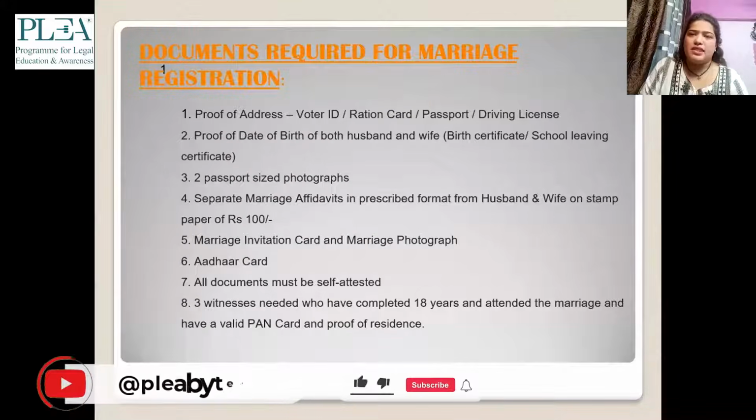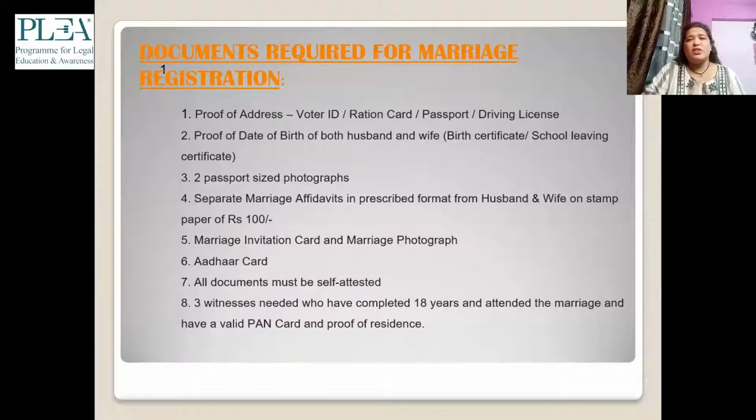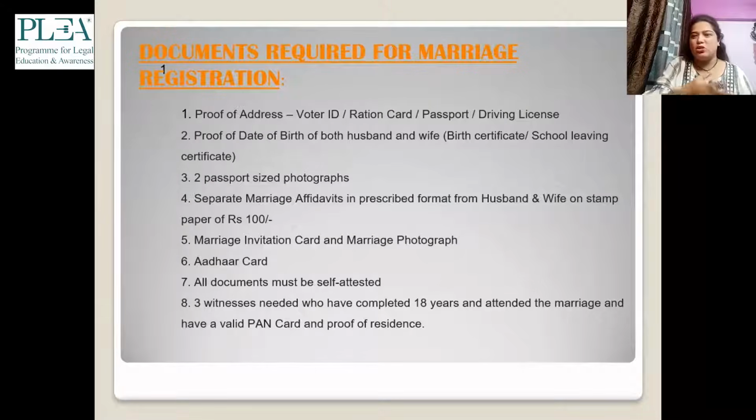Then all documents must be self-attested, that is, sign yourself as proof. And then 3 witnesses are needed. I haven't written it here, but 2 witnesses should be outside the family, meaning not the father or mother of either of the parties, and the other 2 witnesses need to be some guests who attended your marriage. So 3 witnesses are needed who have completed 18 years of age.